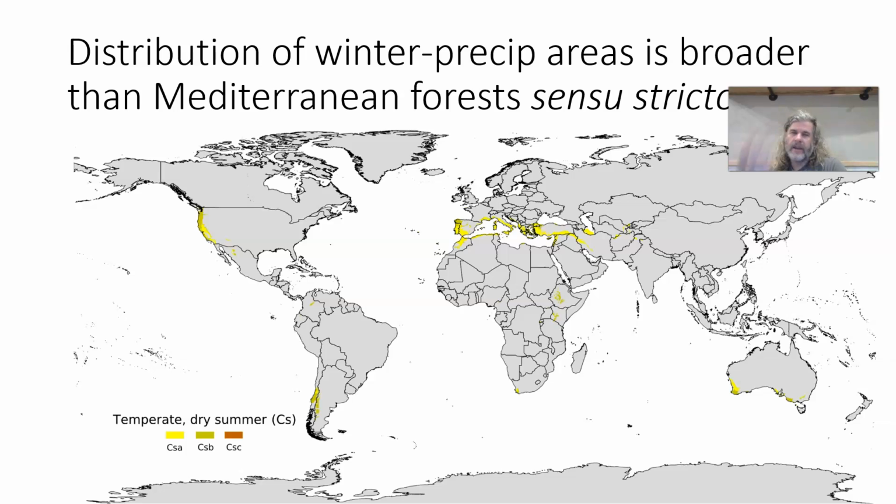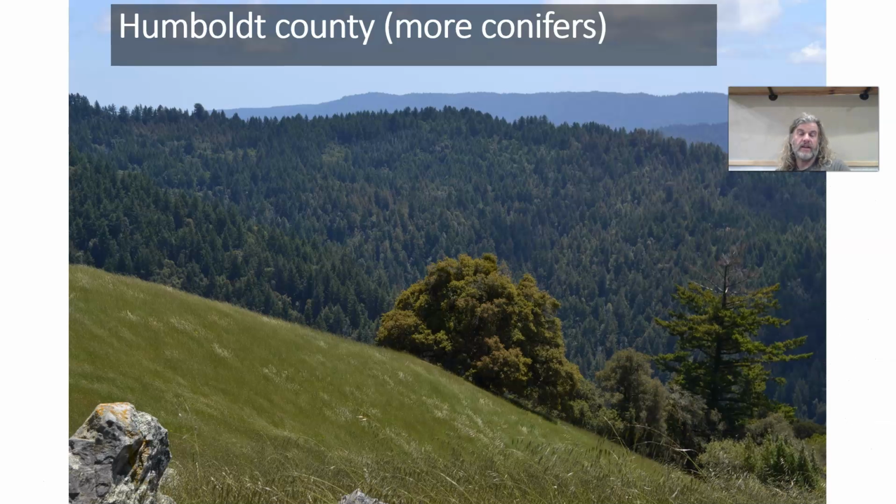So Oregon can have some summer precipitation. The Ethiopian plateaus also can have some summer precipitation, and they don't quite meet the definition of Mediterranean, but they have some similarities. And in a lot of these places, you can see this transition to dominance of conifers. As I mentioned, Humboldt County is one of those places.